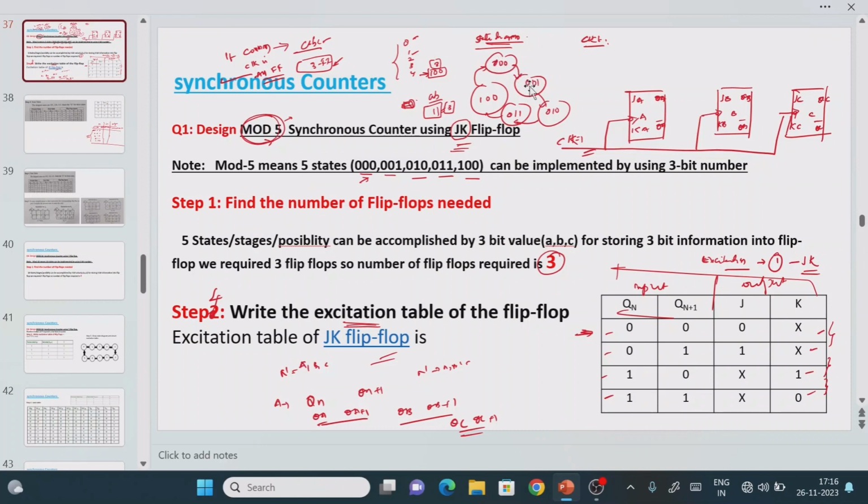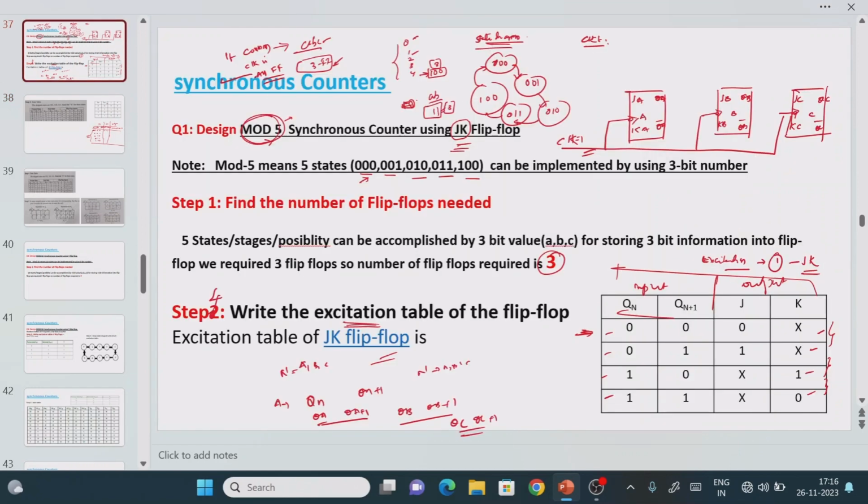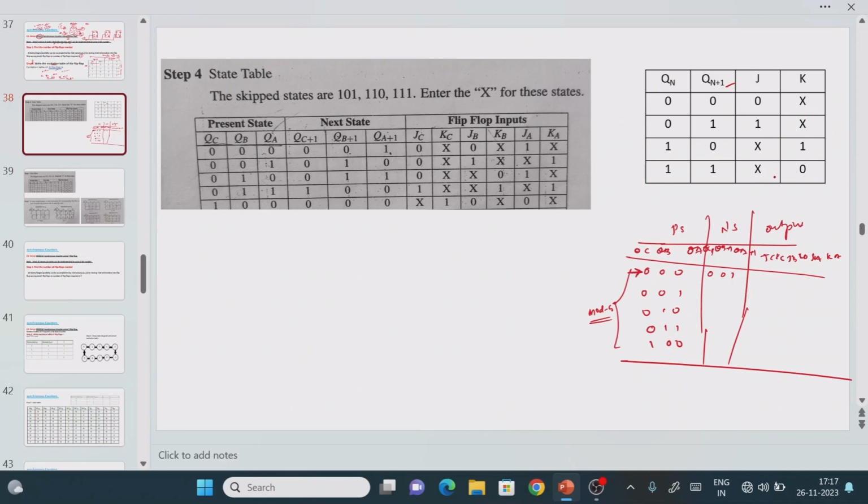Yes, the next state is 0 0 1, right? That is what we are going to write here, 0 0 1. Suppose you are considering 0 0 1 as your present state, then what is the next state value? If this is your present state value, then what is the next state? This one only, right? What is that value? 0 1 0. Advance by one is called the next state value, simple logic.